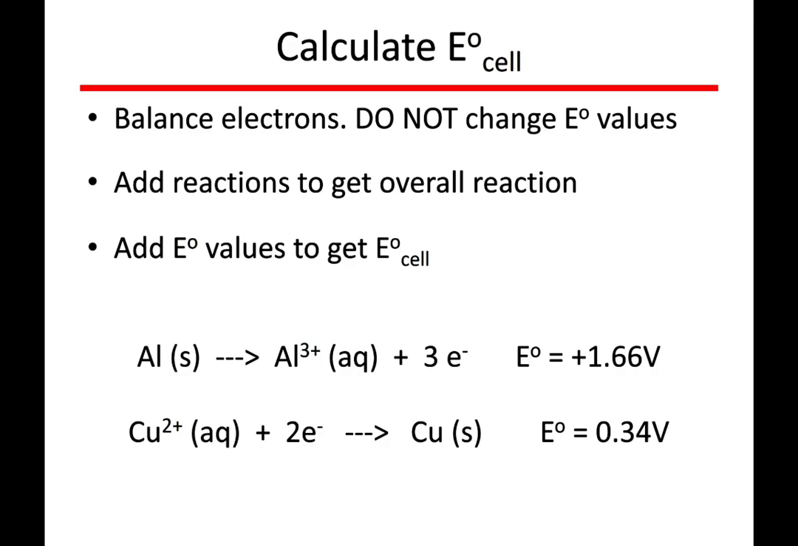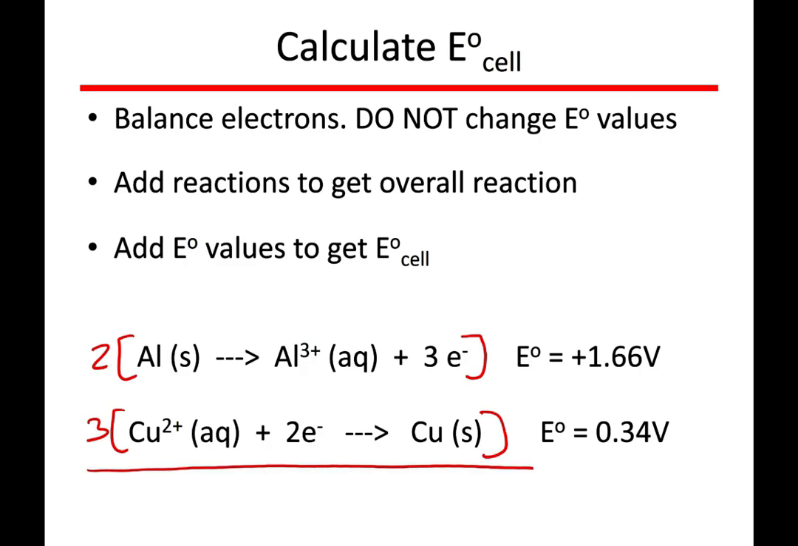We're going to recognize we have a 3 in front of one of them and a 2 in front of the other, and so the lowest common multiple that we have here is going to be 6. We have to make a common coefficient of 6 here. We're going to multiply the aluminum half reaction by 2, and multiply the copper half reaction by 3, giving us the common coefficient of 6. Remember that you do not change the E naught values because those are intrinsic properties of these materials, so those have to stay the same.